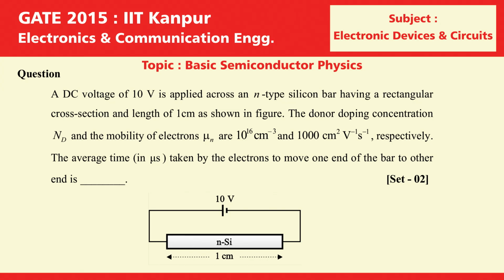The question is: a DC voltage of 10 volt is applied across an N-type silicon bar having a rectangular cross section and length of 1 centimeter as shown in the figure. The donor doping concentration Nd and the mobility of electrons mu n are 10 to the power 16 per centimeter cube and 1000 centimeter square per volt second respectively. The average time in microsecond taken by the electrons to move from one end of the bar to another end is, fill in the blanks.